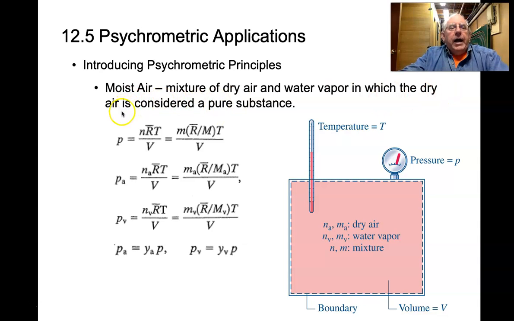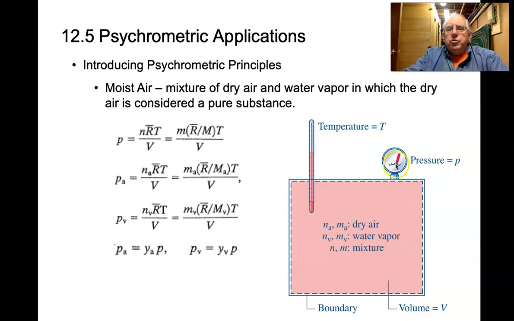And again, the dry air component is considered a pure substance, as is the water vapor. And so if we have that mixture in a container that occupies a given volume, and if that mixture is at a mixture pressure P and a mixture temperature T, we then can say that the ideal gas equation holds for that mixture, and it also holds for the two components like we've seen before.